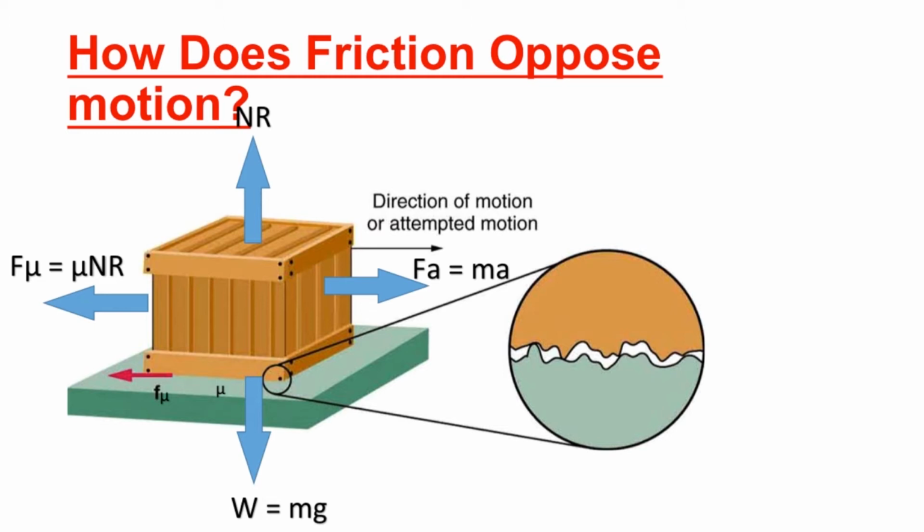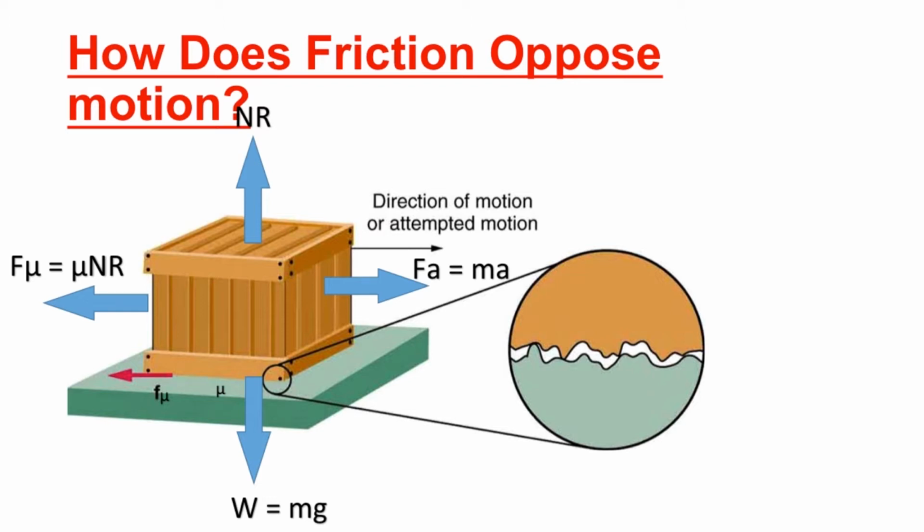We have the weight of the object, W, which is equal to mg, m being the mass of that particular object, g being the gravitational acceleration. In this case, as we know, gravity is always acting vertically downwards, and it's a constant value, 9.8 meters per second squared. So for us to find the weight of this particular object, we need to multiply the mass by the gravitational acceleration. We also have our normal reaction.